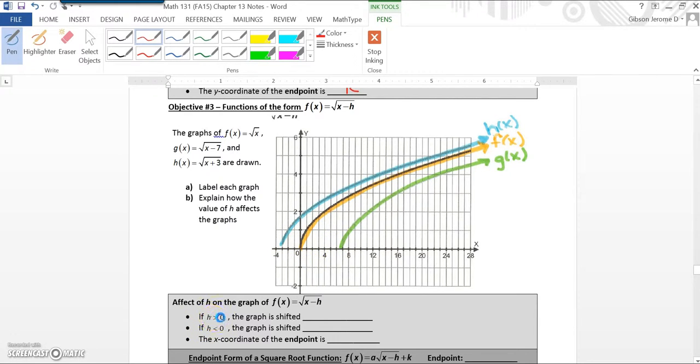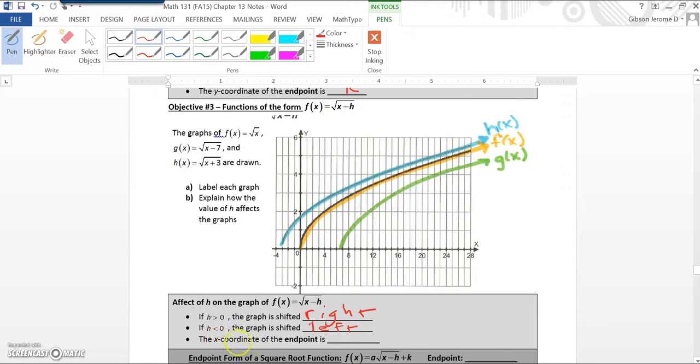Now, if h is greater than 0, the graph is shifted right. So basically, it doesn't matter about this minus sign being here. Whatever the value of h is, if it's greater than 0, then it shifts to the right. Now it says here, if h is less than 0, which would be negative, the graph is shifted to the left. So basically what this is saying is if under this square root you have x plus a number, then that means it's going to shift to the left.